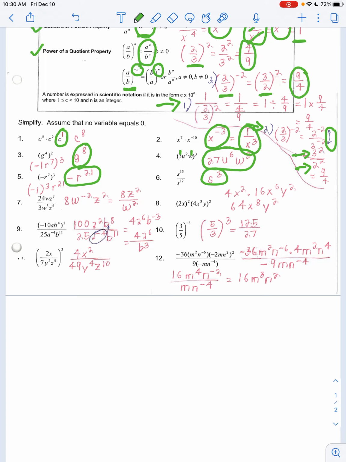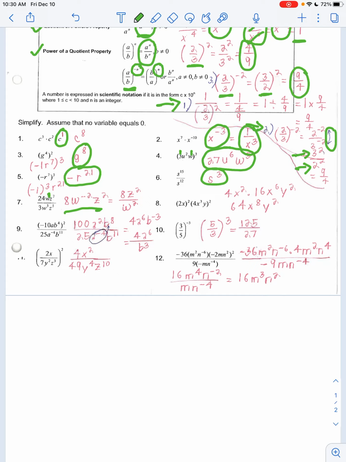Number 7, when you divide, we have to divide the coefficients. So 24 divided by 3 is 8. And for like bases, we subtract our exponents. Remember, when there's no exponent, that's implied to be 1. So we have 1 minus 3, which gives us w to the negative second. And for the factor z, 7 minus 5 gives us z to the second.